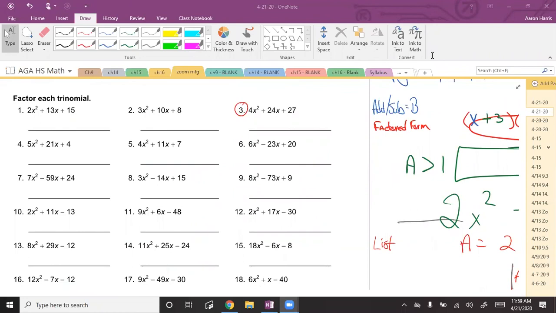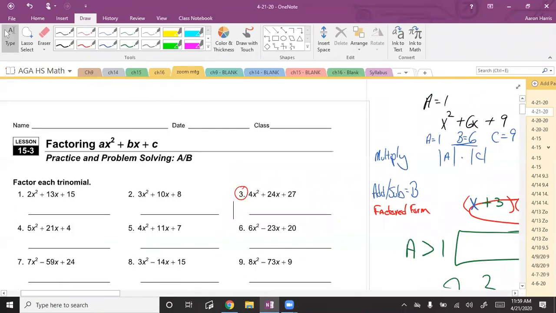So that is 15.3. When A is greater than 1, we did 14.3. That's just multiplying. Are there any questions on these sections? No? Everybody's good? All right, make sure y'all are paying attention to what y'all are supposed to be doing.